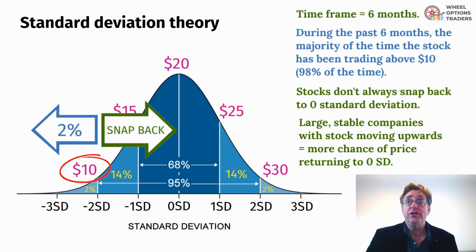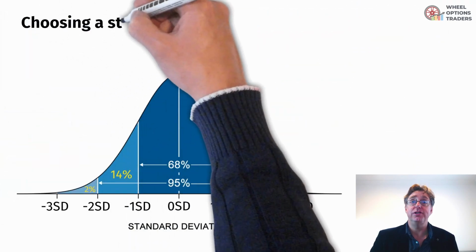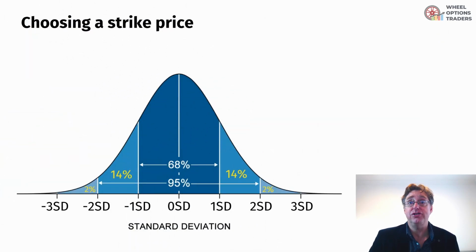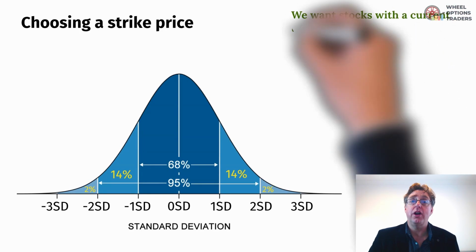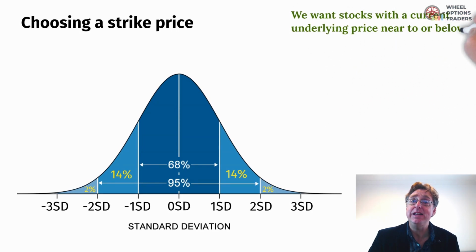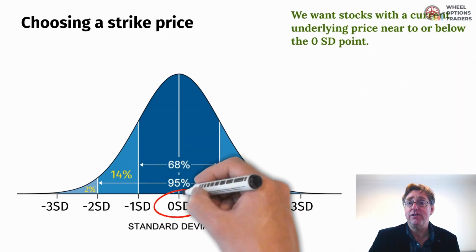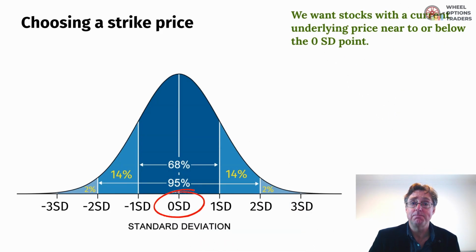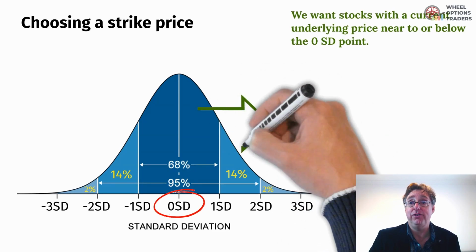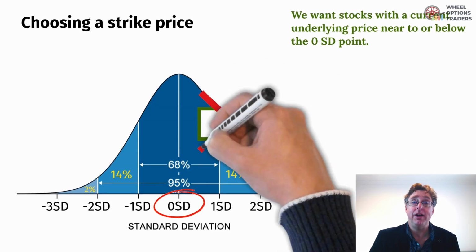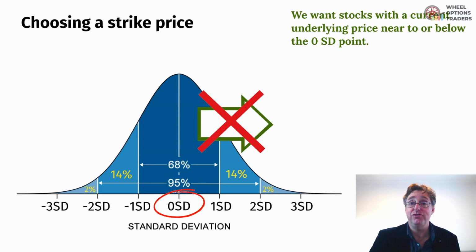Okay, so where should we be looking at underlying stock prices and strike prices in relation to standard deviation? We want to look at stocks with a current underlying price near to or below the 0 standard deviation point. We don't want to select stocks that are trading well above 0 standard deviation, as that means it's been trading well above its recent range. With the rubber band analogy, it will have more chance of snapping downwards.